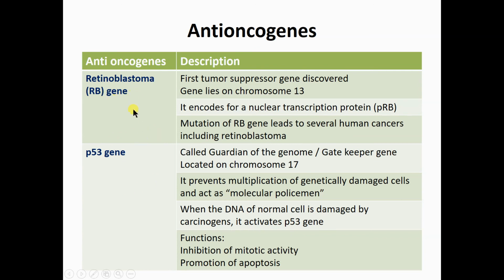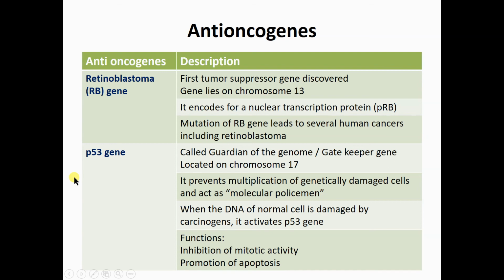But if the retinoblastoma gene produces the normal protein, it will continuously remain bound to cyclin, and the cyclin cannot be activated. So this leads to prevention of the cell cycle. Mutation of the RB gene leads to several human cancers, including retinoblastoma. Why was it named retinoblastoma? Because it was first found in a person who was suffering from retinoblastoma cancer. It is also found as a mutated product in certain other human cancers, other than retinoblastoma.